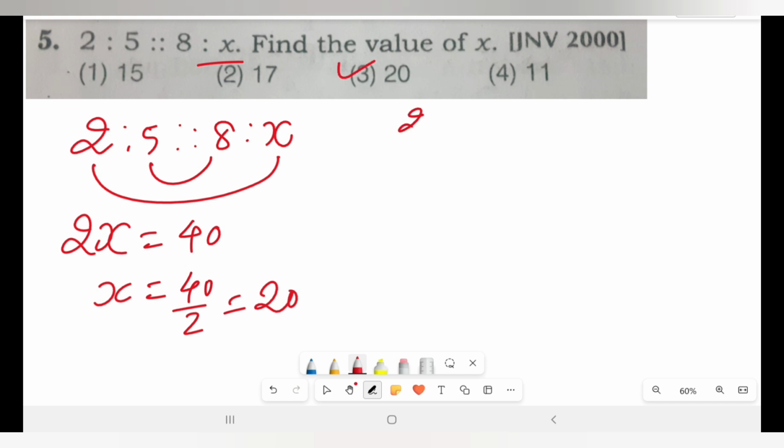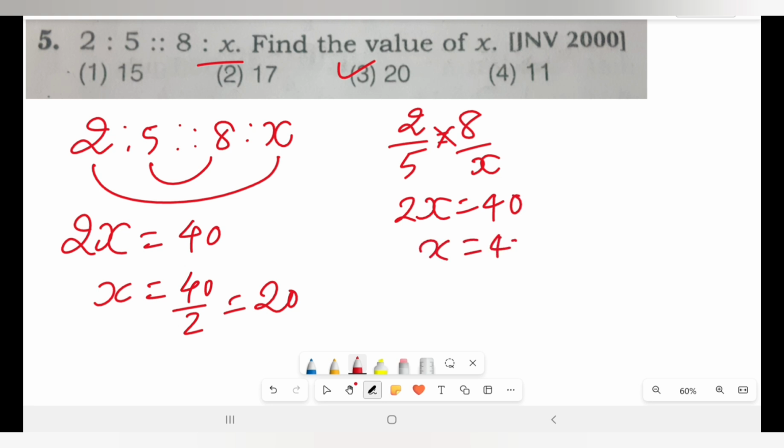So you can also write like this: 2 divided by 5 is equal to 8 divided by x, and do the cross multiplication, that is 2x is equal to 8 5s are 40, and x is equal to 40 divided by 2, and this is also equal to 20.